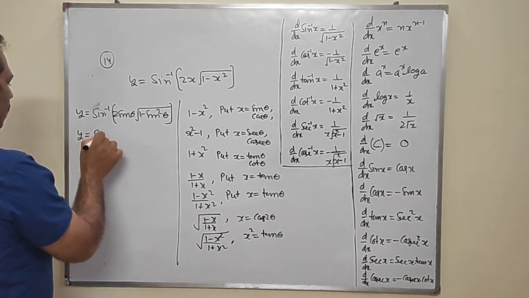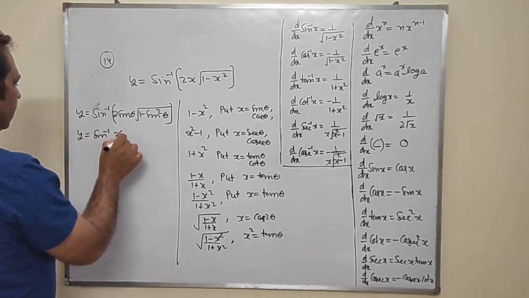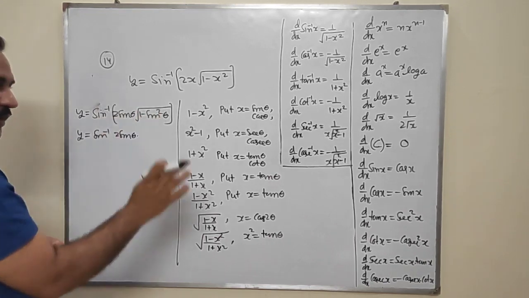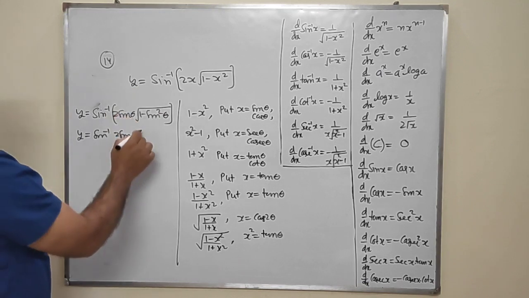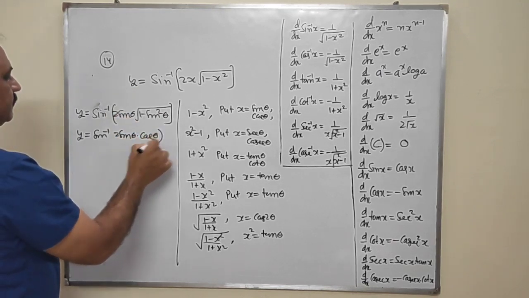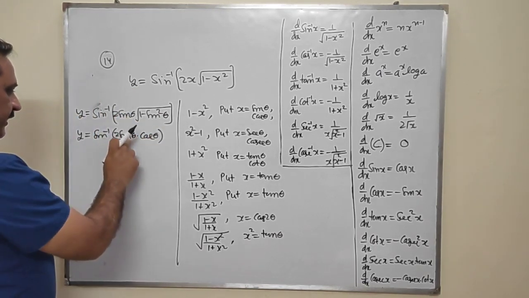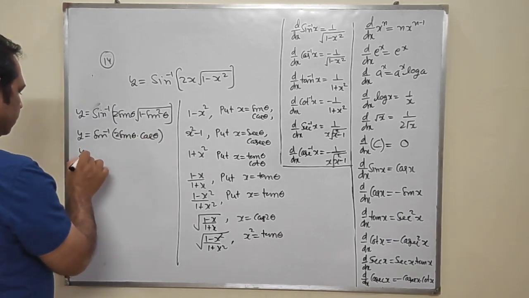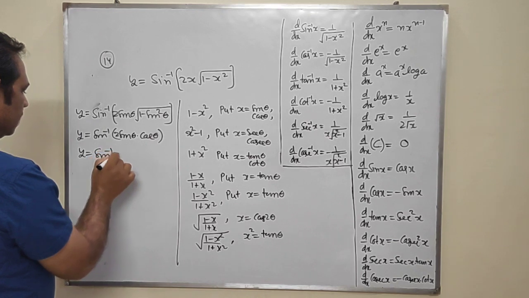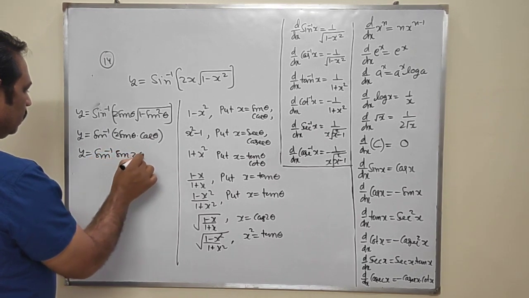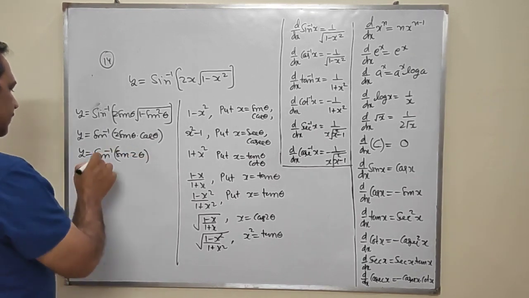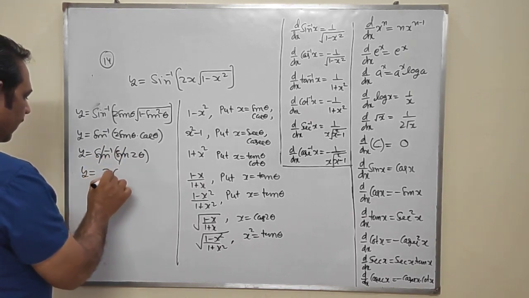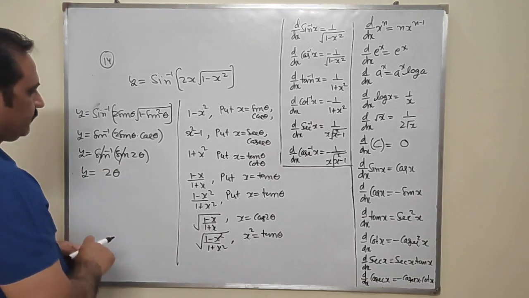Y will become equal to sine inverse of 2 sine theta into under root of 1 minus sine square theta, which will become cos square theta, and after the under root it will become cos theta. And 2 sine theta cos theta is the formula of sine 2 theta. Y is equal to sine inverse sine 2 theta. Sine is cancelled by sine, so 2 theta. Y is equal to 2 theta.